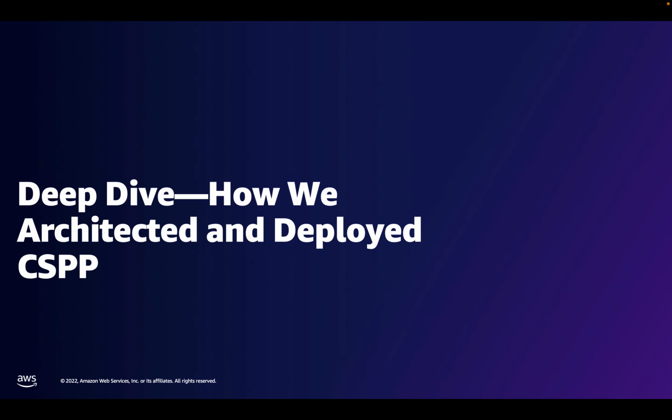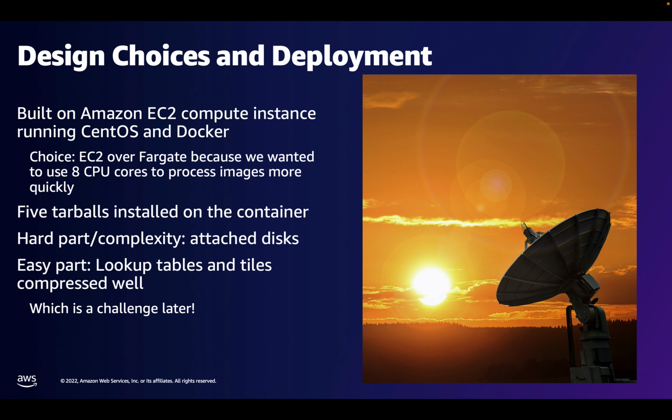So let's talk about it a little more in depth. Our design choices for deployment: we built on Amazon EC2 as a compute instance, running CentOS and Docker. We have multiple ways of hosting containers. Of course, you can host containers on EC2 just like you can on a physical or virtual machine on your laptop or on premises on a server. And so we chose to use EC2 to host a Docker container.